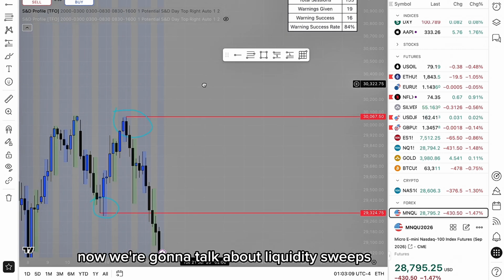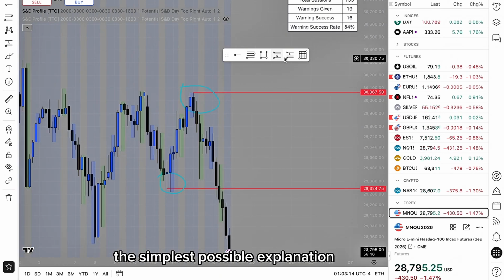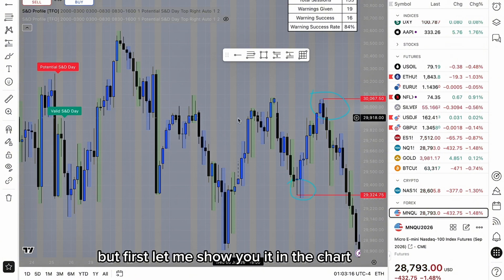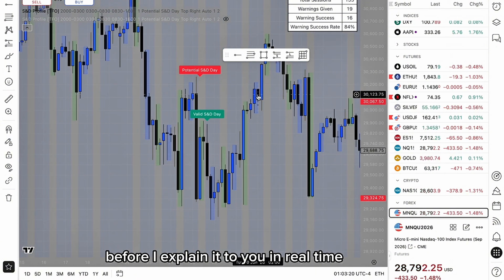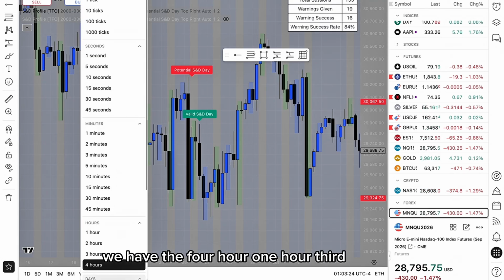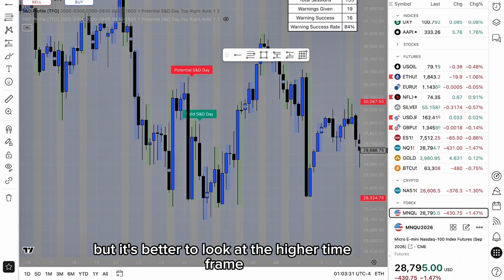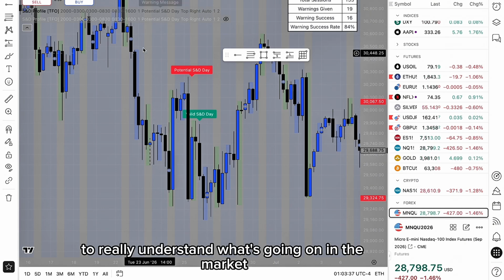Now, we're going to talk about liquidity sweeps. I'm trying to give you guys the simplest possible explanation. But first, let me show you it in the chart before I explain it to you in real time. So right now we are in the 4-hour time frame. If you know anything about trading, we have the 4-hour, 1 hour, we have all these time frames. You could use any of them to trade, but it's better to look at the higher time frame and cut down to the lower time frame to really understand what's going on in the market.